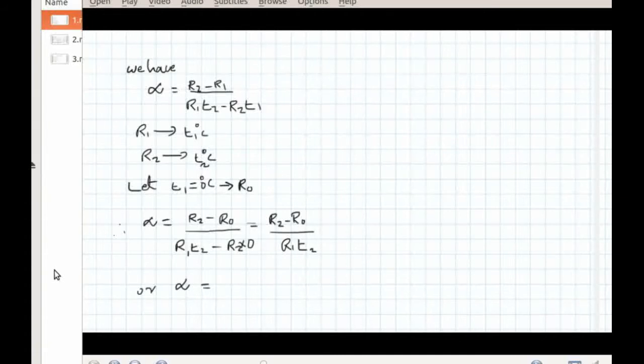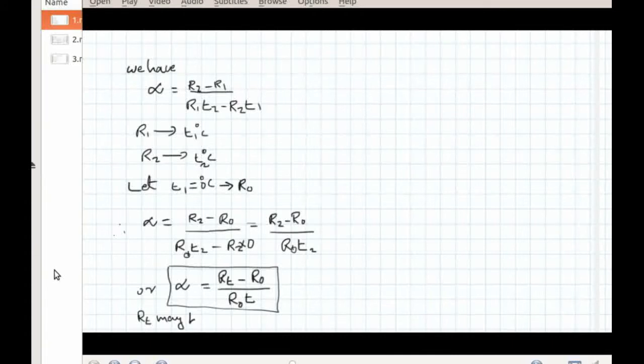So we may again rewrite this equation, or we may replace T2 with another notation. That is, alpha is equal to RT minus R0 divided by R0 into T, because R1 can be replaced with R0, where R0 represents the resistance at 0 degree Celsius. So alpha is equal to RT minus R0 divided by R0 T is the equation for alpha, provided the initial temperature is 0.